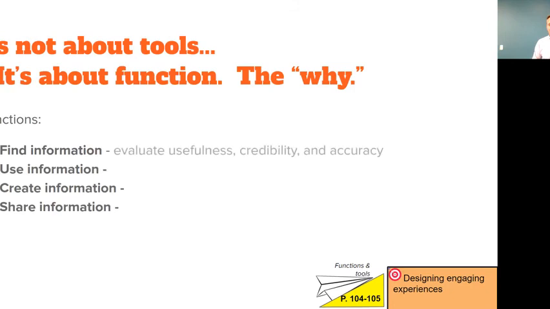So what does that look like? When they're finding information, they can engage more deeply and meaningfully if they're evaluating its usefulness, its credibility and its accuracy, not just taking it for what came off of Google. When they're using information, they need to make sure that they're using it accurately and ethically, considering their audiences, considering how they're using it.